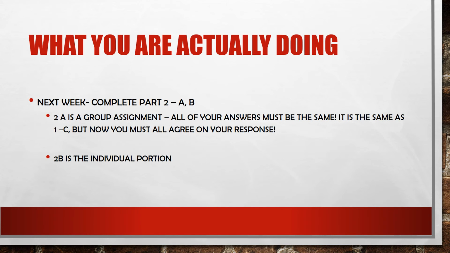2A is the group assignment. All of your answers must be the same. This is where you have to come together. It is the same calculations that you did in 1C, but now you must all agree. And then 2B is another kind of reflection portion. So that's what you're actually doing. Part 1 this week, part 2 next week, but read over both of them so you know what's expected.